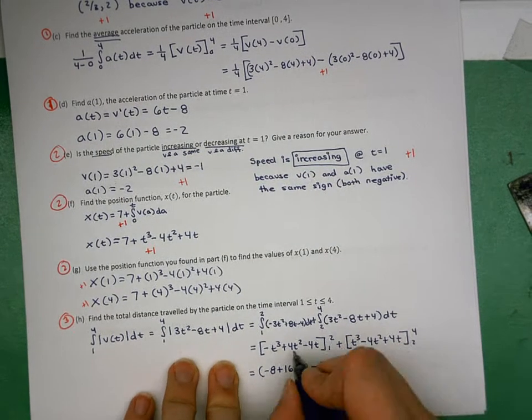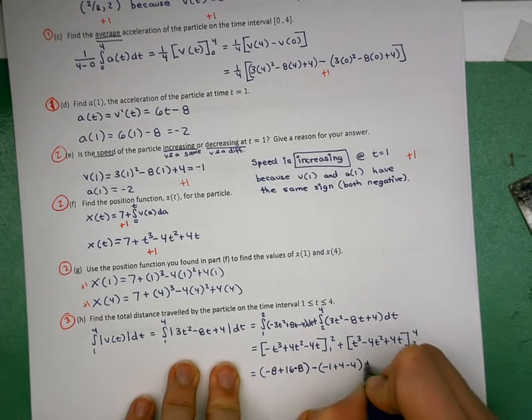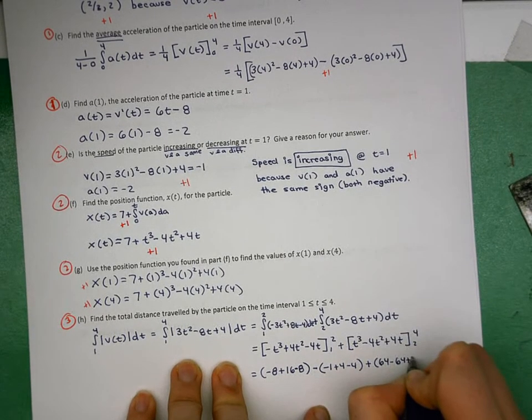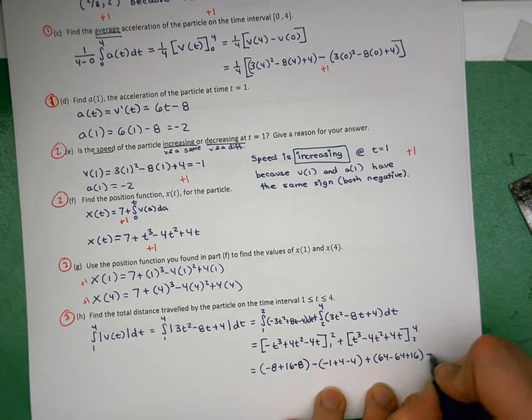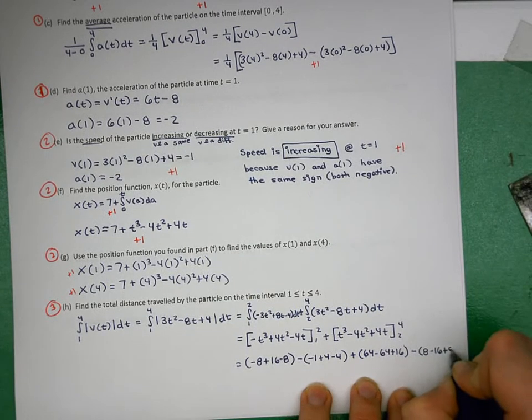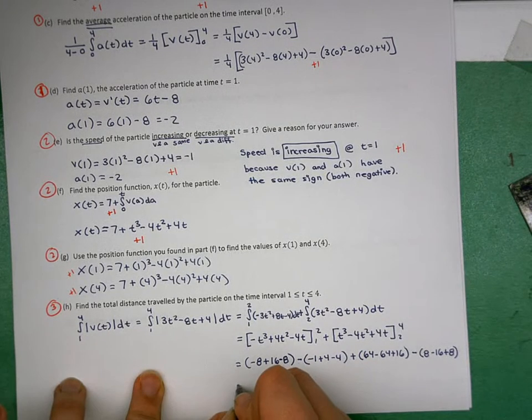Plugging in the 1, negative 1 plus 4 minus 4. Plugging in the 4, 64 minus 64 plus 16, minus plugging in the 2, 8 minus 16 plus 8. Okay? And then leave it alone. You don't have to simplify. If you do simplify, this simplifies to 17.